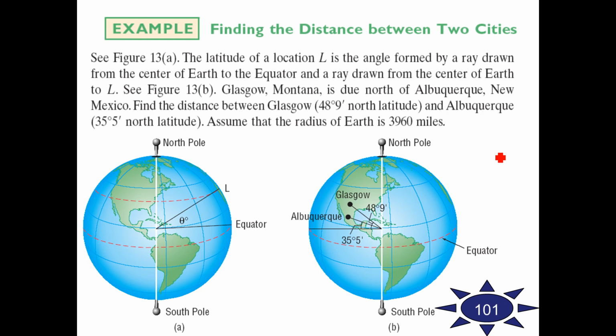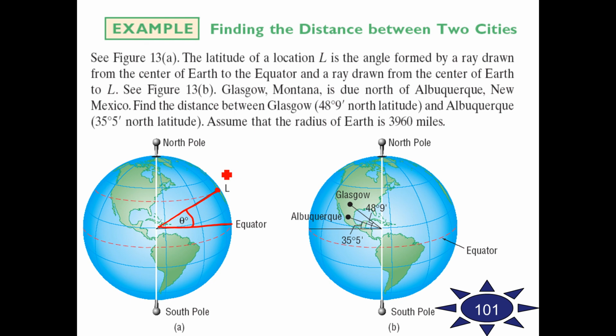Okay, so let's try to figure out a problem like this. The latitude of location L is the angle formed by a ray drawn from the center of the Earth to the equator and a ray drawn from the center of the Earth to L. Alright, so we can see it here. If I want to find the latitude, I figure out what the angle would be from an initial side on the equator to the terminal side going straight to my location.